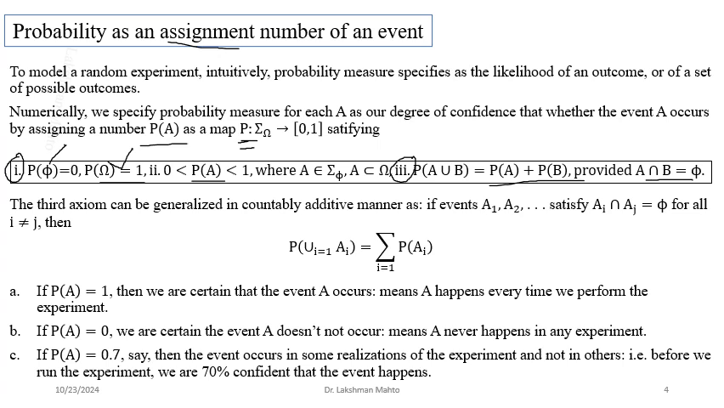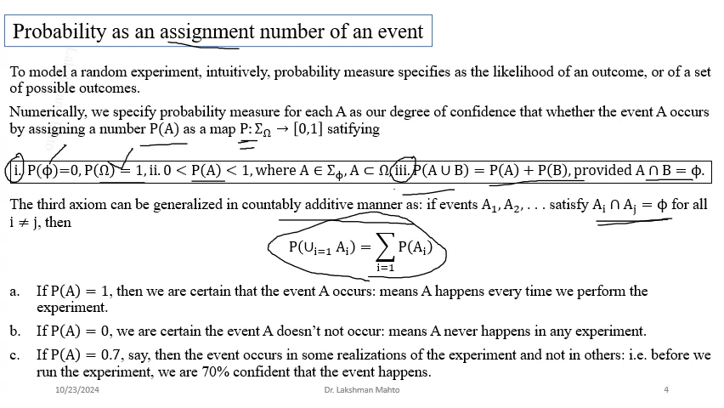Here I had already told that the third axiom can be generalized for a countable number of mutually disjoint events, call them A1, A2, A3. These sets come in a sequential manner, in such a way that there are no common elements between any two events. If someone asks what is the probability of the union of these events, just compute the probability of each individual event and sum them. Then you will get the probability of the union of all these events. It is only possible when the mutually disjoint criterion is satisfied.